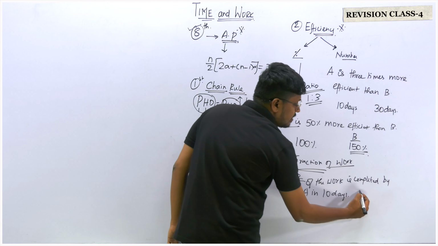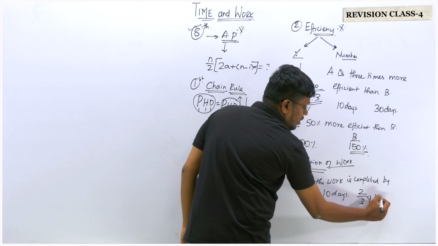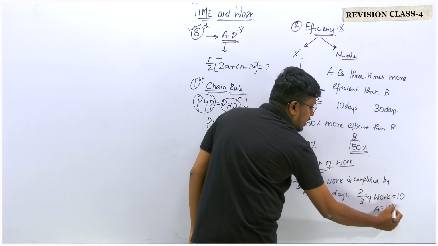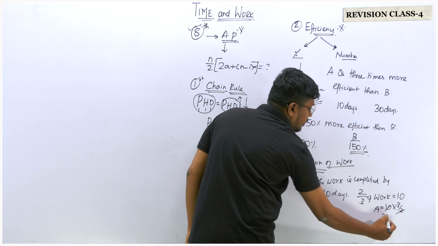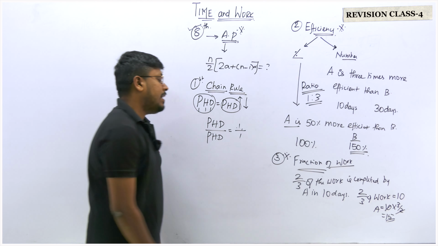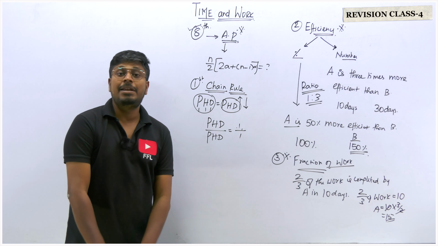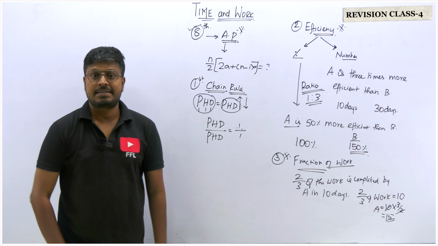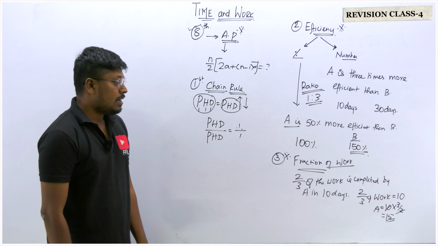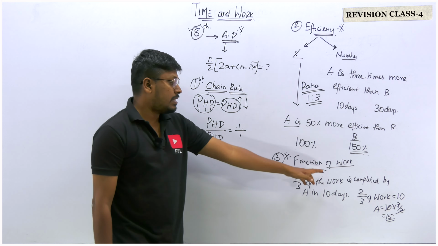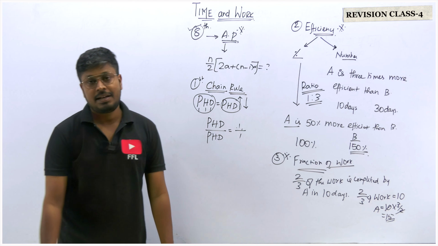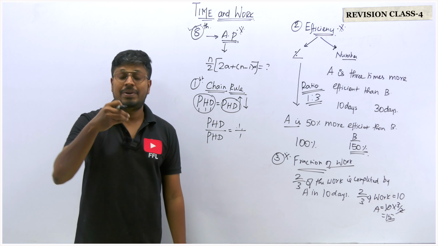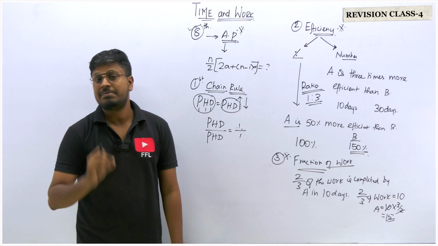So you have to write this as 2/3 of the work is completed by A in 10 days. So A equals 10 into 3/2. The result will be 15 days. So we can say A takes 15 days to complete the total work. So only 2/3 of the work it can complete in 10 days. Right? Understand that logic alone. You won't see a separate question based on fraction of work, but here and there while solving a difficult question or even some simple question, you can see fraction numbers will occur.